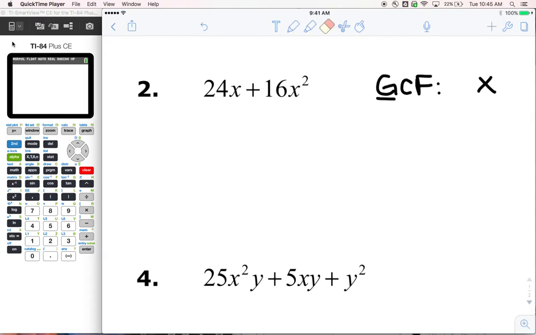Now what about the numbers? I've got 24 and 16. What numbers can 24 and 16 both be divided by? Well, 24 and 16 can both be divided by 2.